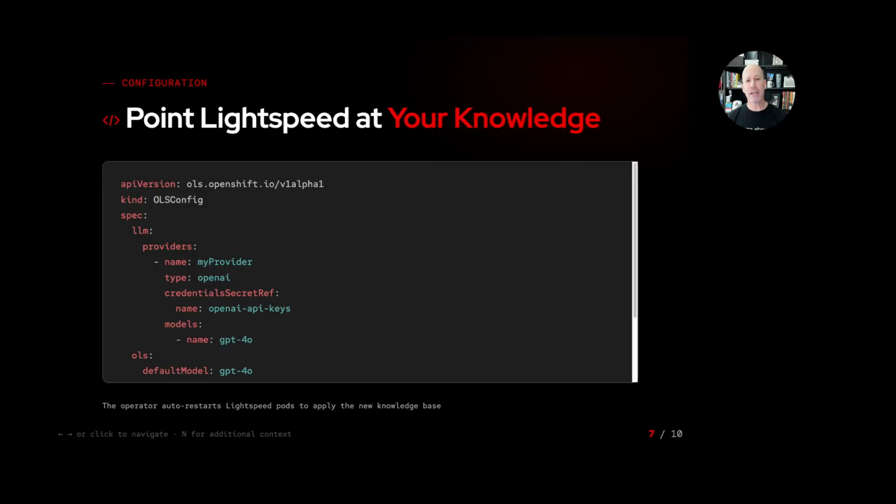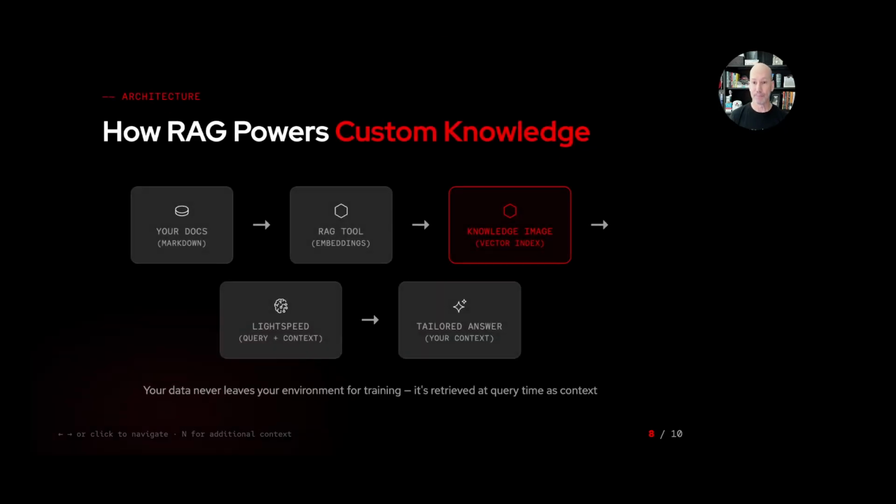And then we change the OpenShift Lightspeed configuration. We introduce a little bit of spec change in it, restart. The operator will actually do the restart for us. And once those pods come back up, Lightspeed will now know everything that we've provided it through RAG, through that vector database. And so that's going to give us our customized knowledge inside our Lightspeed assistant, tailored and accessible to our OpenShift administrators.